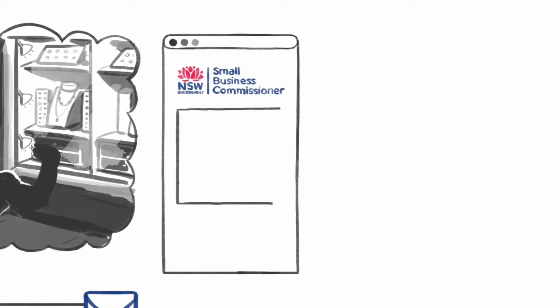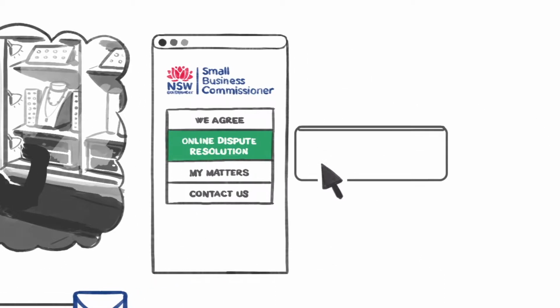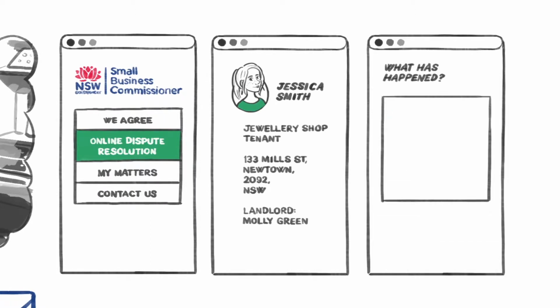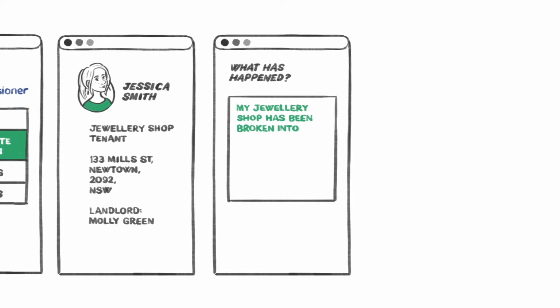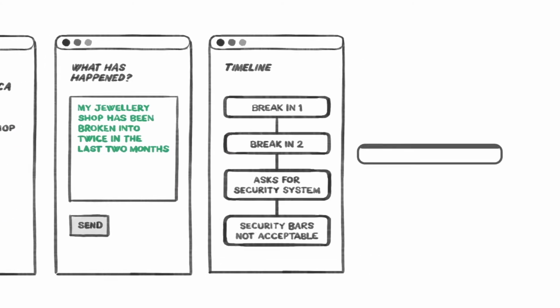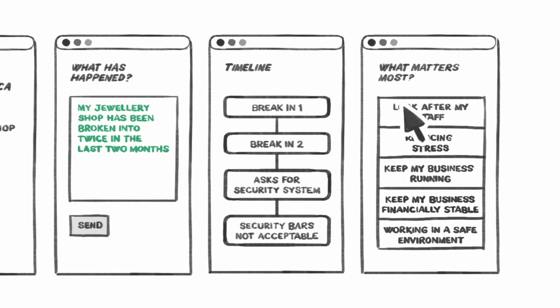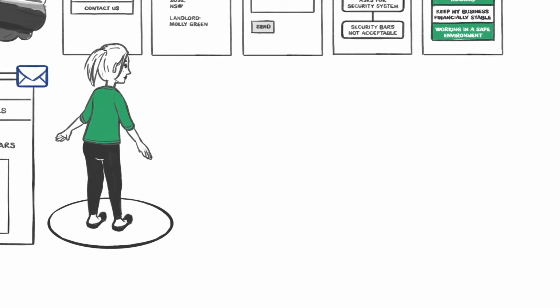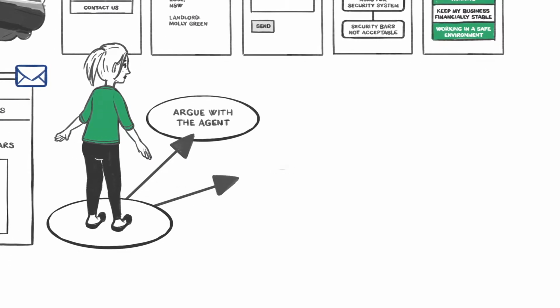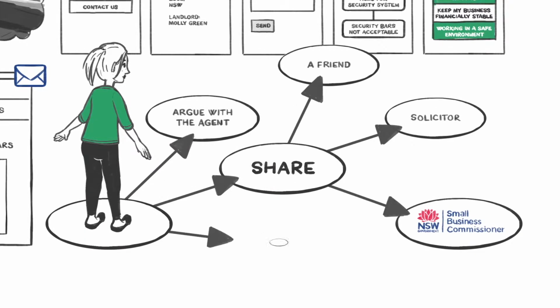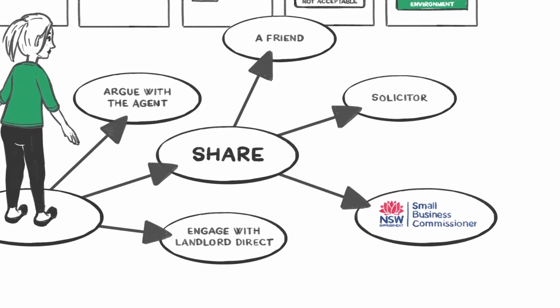On our website, you'll find an online dispute resolution link. As Jess's details are stored in We Agree, the relevant information is displayed. She just needs to describe her problem, create a timeline of what she's been through, and decide what matters most to her. Here, ODR helps her define her priorities. Now she's in the best possible position to choose whether to argue with the agent, share her case with a friend, solicitor, or the Small Business Commissioner for advice, or engage the landlord directly.